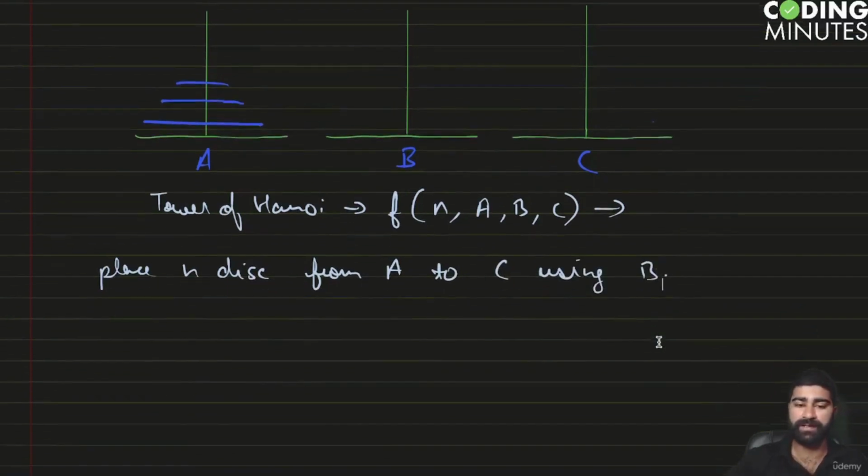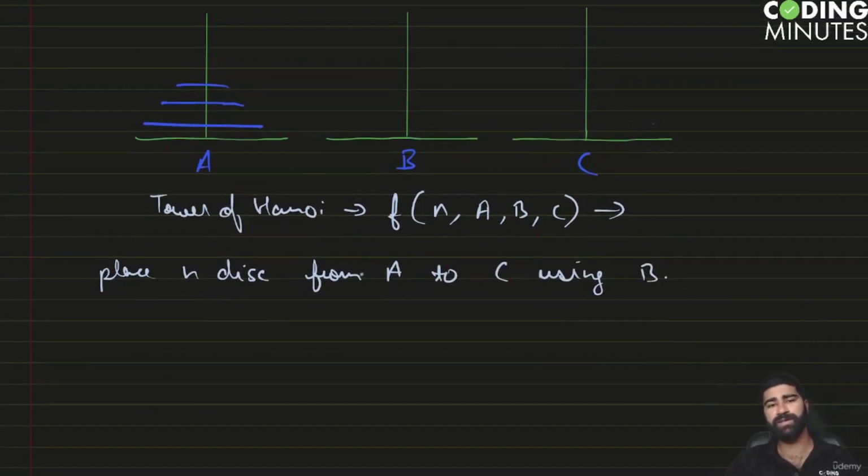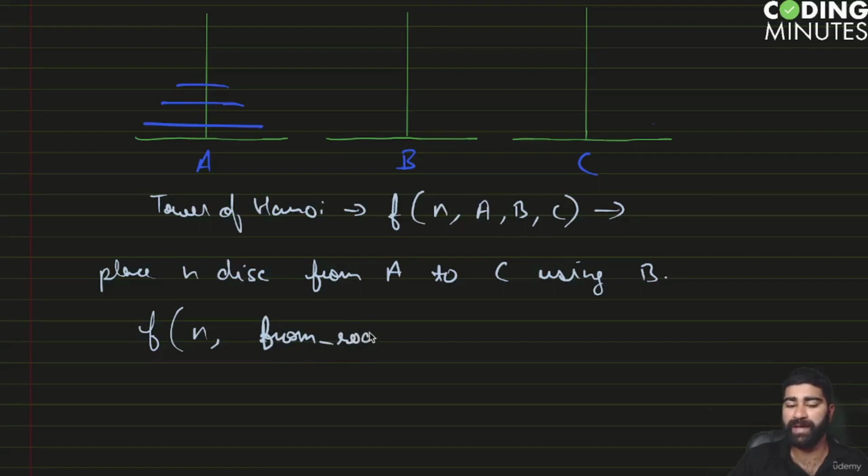Here is just another concept, which is not a new concept. We'll just name them. Here you can see it is A, B, C. So instead of A, B, C, let me write it in a generic way: F of n comma from rod. That means from where we want these n disks to be picked, and the third variable will be the aux rod. What is the aux rod? It is the auxiliary rod, which is the helper rod. Let me call it the helper rod.